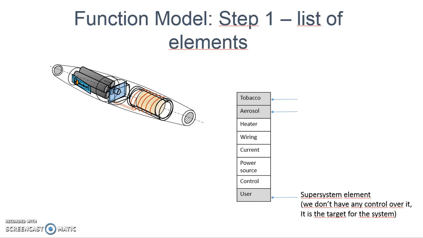If so, we may agree that there are 8 basic players: tobacco, aerosol, heater, wiring, electrical current, power source, control, and user. Some elements are grayed out. That means they're a super system, and the super system is an element we don't actually have control over. And as you see, all of those elements are either material objects or fields. So they are legitimate candidates to become a part of the function model.